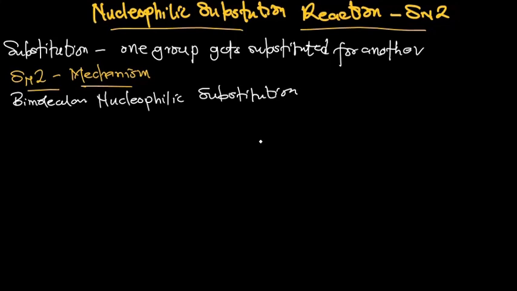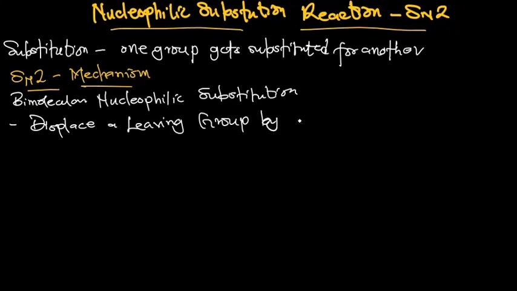Now, this reaction involves the displacement of one group, which is known as the leaving group. So we displace a leaving group by a nucleophile. So a leaving group gets displaced by a nucleophile. First we are going to see what a nucleophile is and what a leaving group is.